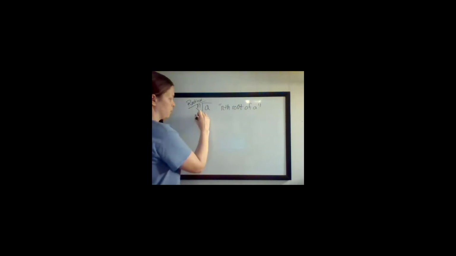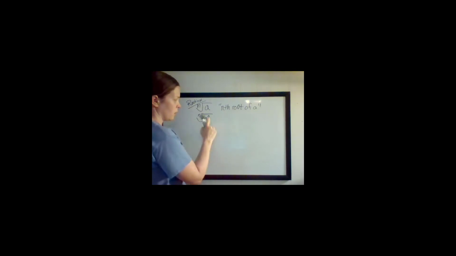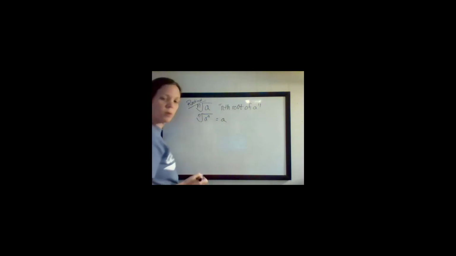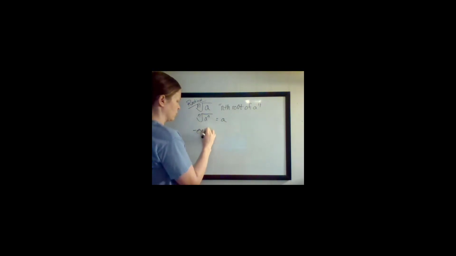So that's what we're doing here. We're doing radicals. I'm going to rewrite this: the nth root of a to the nth. So what this is saying is that roots are the opposite of exponents. So this would just simplify to a. So let me start throwing up the first example.